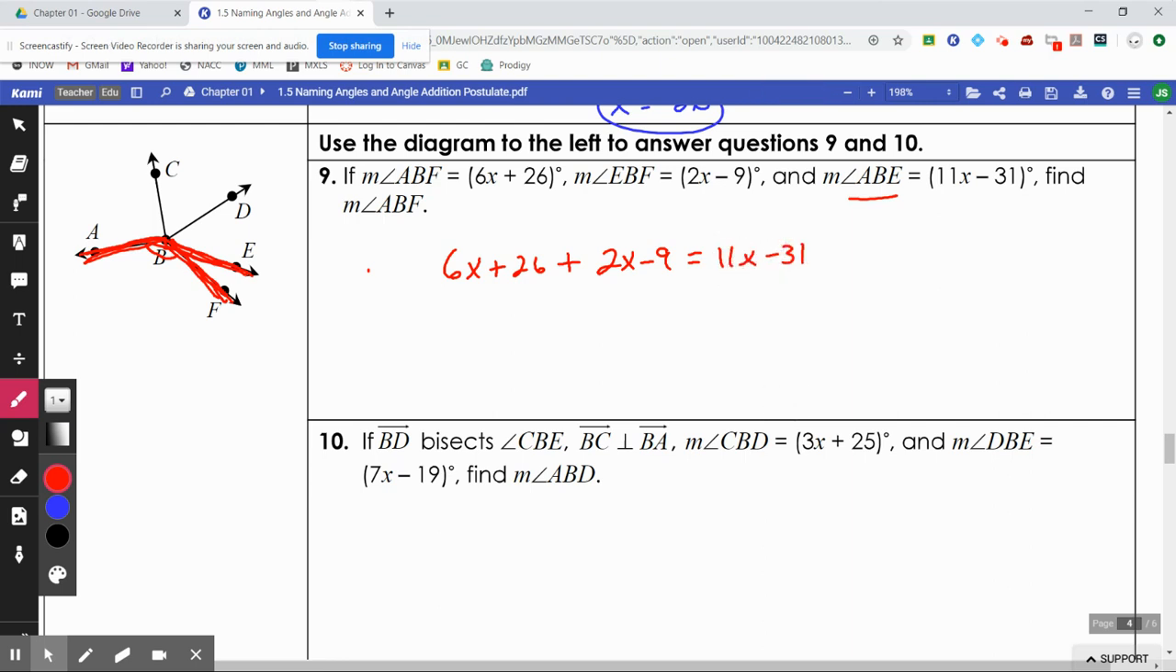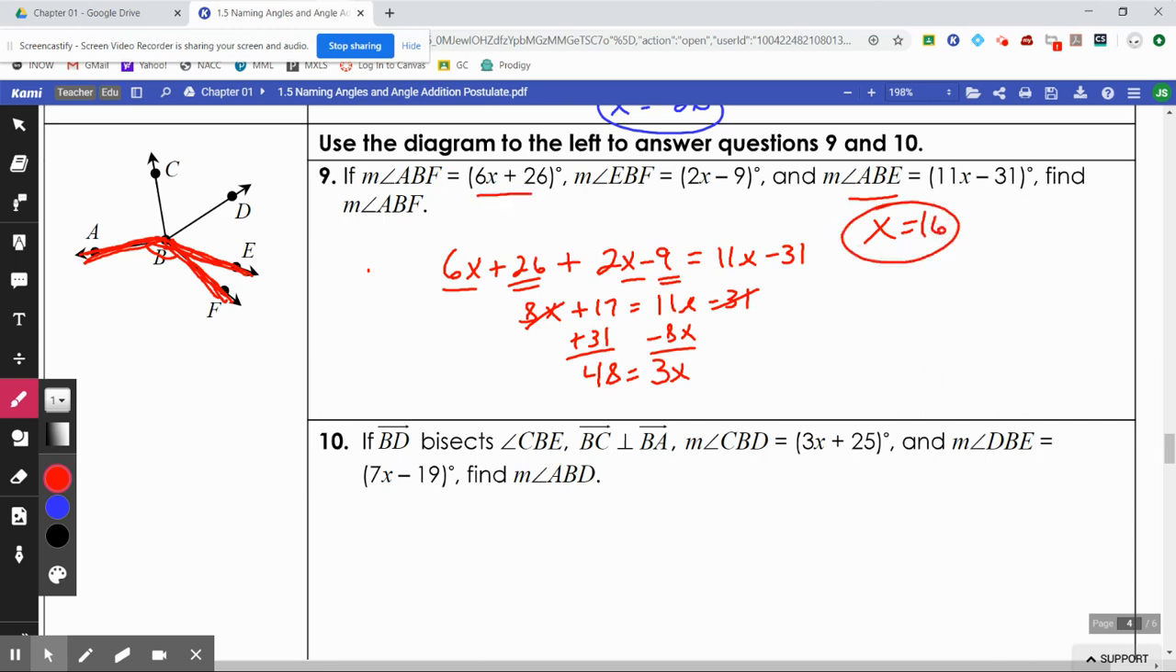So doing the same thing. Combine like terms: 6x plus 2x is 8x, positive 26 minus 9 is a positive 17, equals 11x minus 31. Let's move our 8x by subtracting. Let's move minus 31 by adding. 48 is equal to 3x. When you divide by 3, it gives you that x is 16.